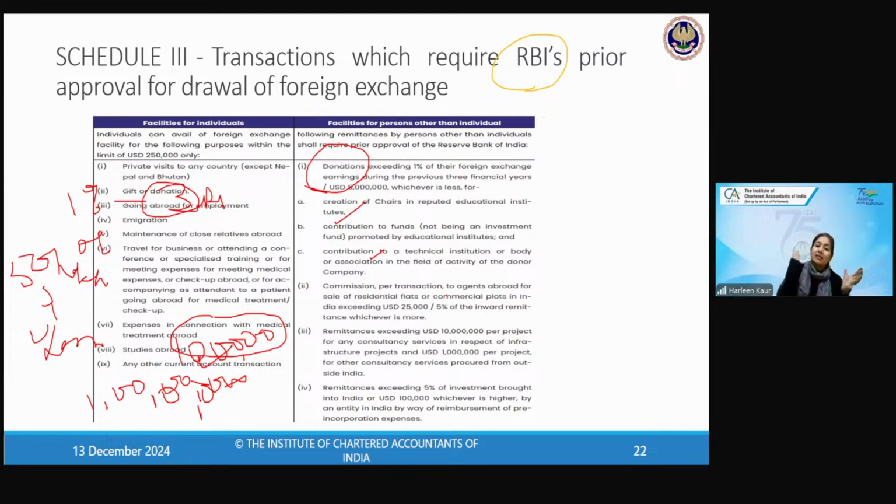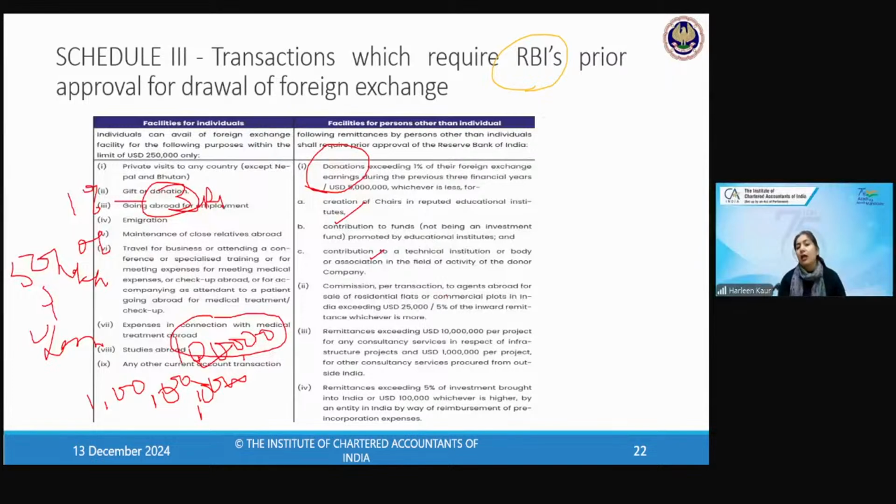But what is the promise? That this individual, Mr. M, is going to come back and work in your organization only. That's why ABC Private Limited is ready to spend for the education of Mr. M. So where you're reserving a seat, creating a chair in reputed educational institutions, or contributing funds which are not investment funds but are promoted by education institutions, or contributing towards technical institutions in the field of the activity of the donor company, then the amount is 1% of the three previous financial years' earnings, computed to be 10 lakh USD or 50 lakh USD, whichever is less.